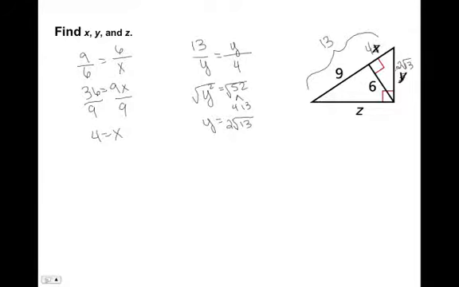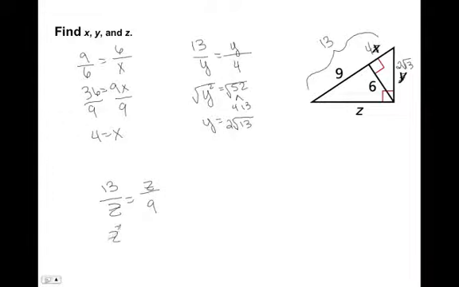Now try finding z on your own. Pause the video and set it up and find z. Let's see how you did. You notice z is the leg of a right triangle, so we know that it is the geometric mean of the whole hypotenuse and the adjacent part of the hypotenuse, which is 9.